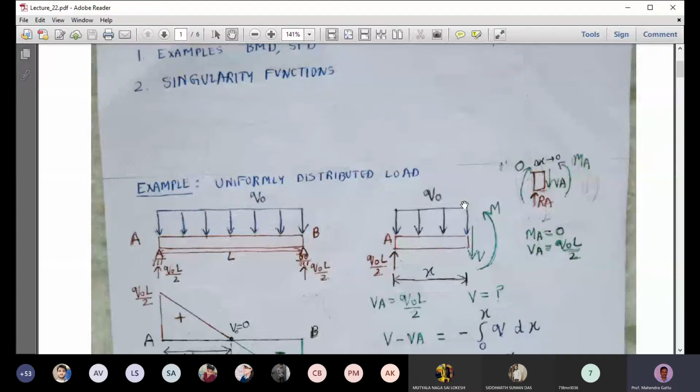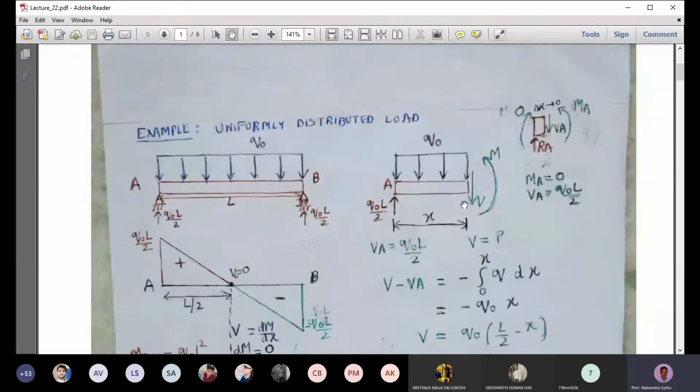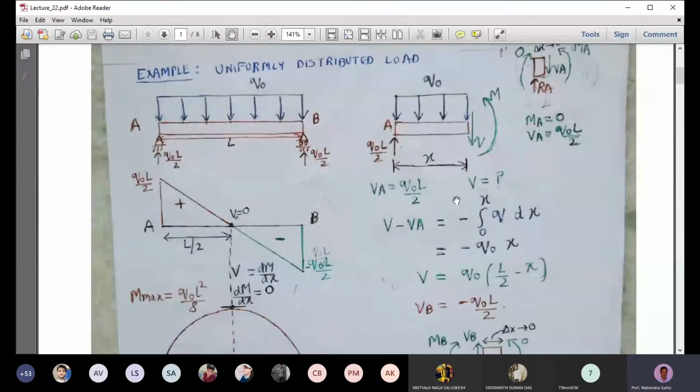moment in computer programs. So the first example is we have this beam which is subjected to a uniformly distributed load. The distributed load magnitude is Q naught. It is probably Newton per meter or some kip per feet or pound per inch, like that. So this is a simply supported beam with a span of length L.